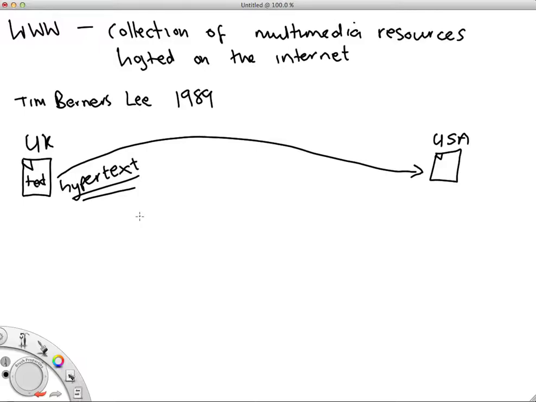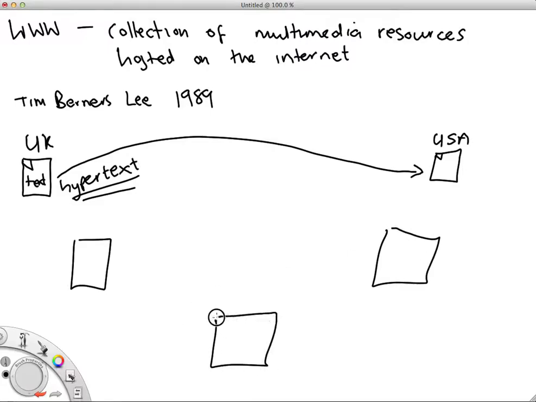So again, we might be getting a little bit confused here. If we say that the internet is a global network of networks, again, let's just imagine that they are computers. So these are computers and they are all connected together.